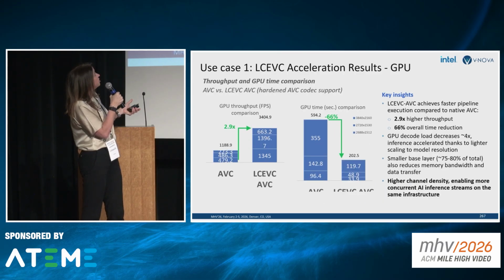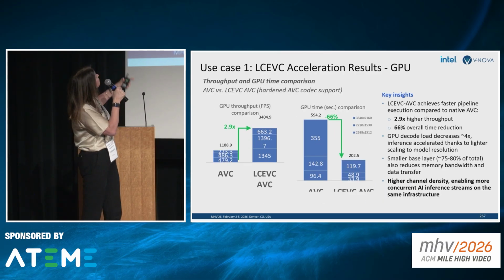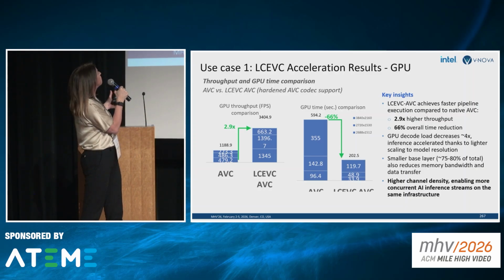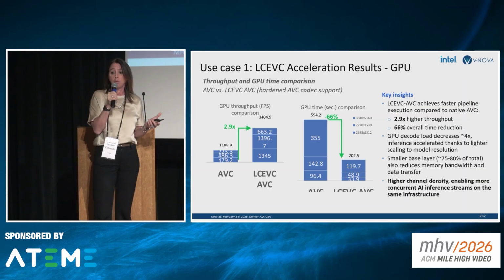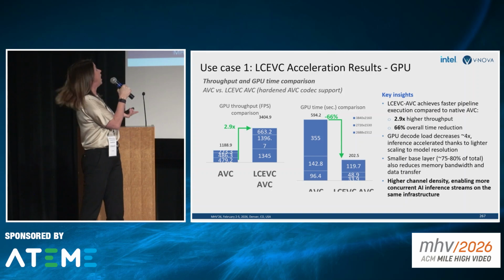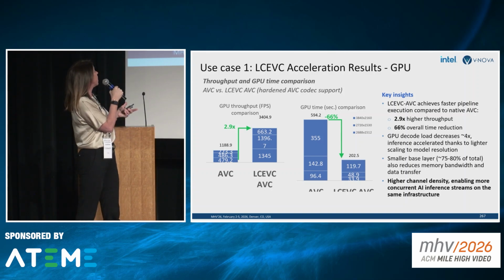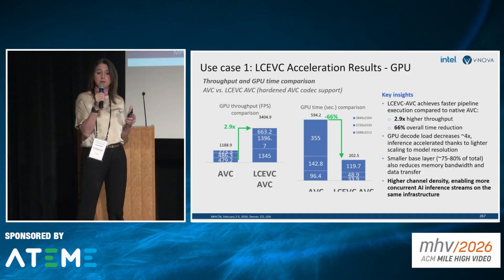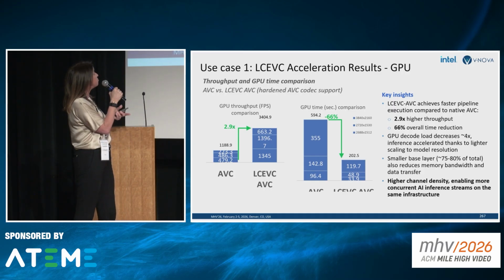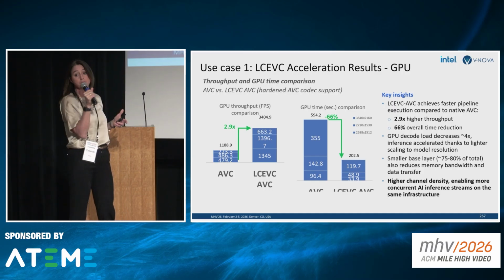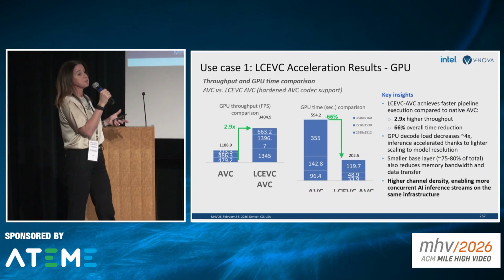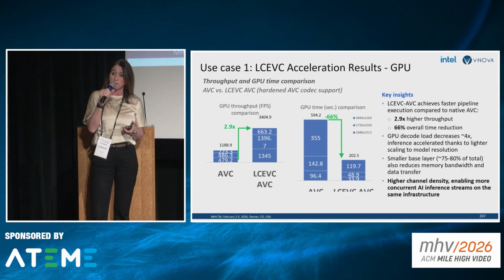What happens then in GPU? Apologies for the graph, it's a little PowerPoint formatting issue, but GPU is the same thing. We measure the throughput in this case, and once again, as opposed to AVC with the hardware decoder on the GPU, LCVC-based decoding allows to triple the throughput compared to native AVC and reducing by 66% the overall timing.